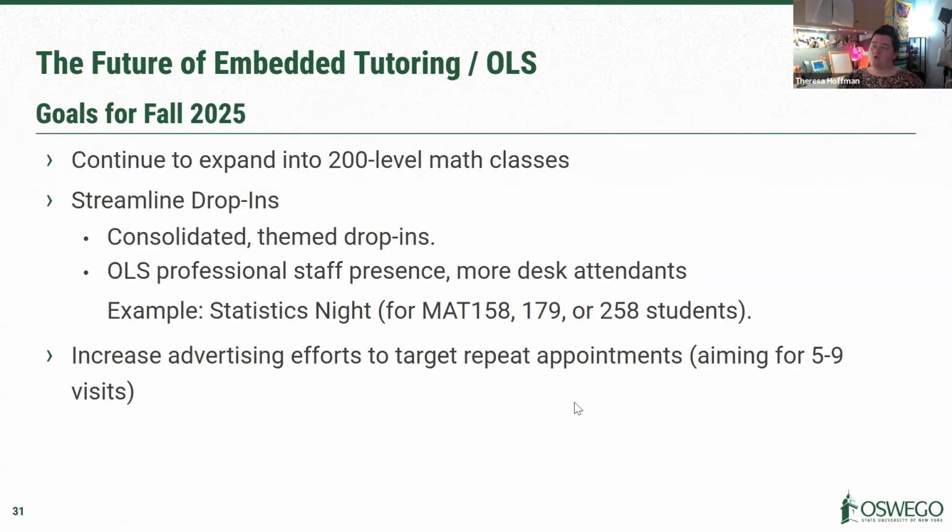So we had far more availability, but as a result, less people were coming to the drop-ins since they were so spread out. And so we really want to focus on streamlining our drop-ins this upcoming semester, condensing and consolidating our drop-ins into theme drop-ins. An example of that would be having a statistics night instead of having a Math 158 drop-in every single day. So a statistics night would be open to Math 158, Math 179, and Math 258. Those students could all come and meet at the same time, maybe make more connections with other people.